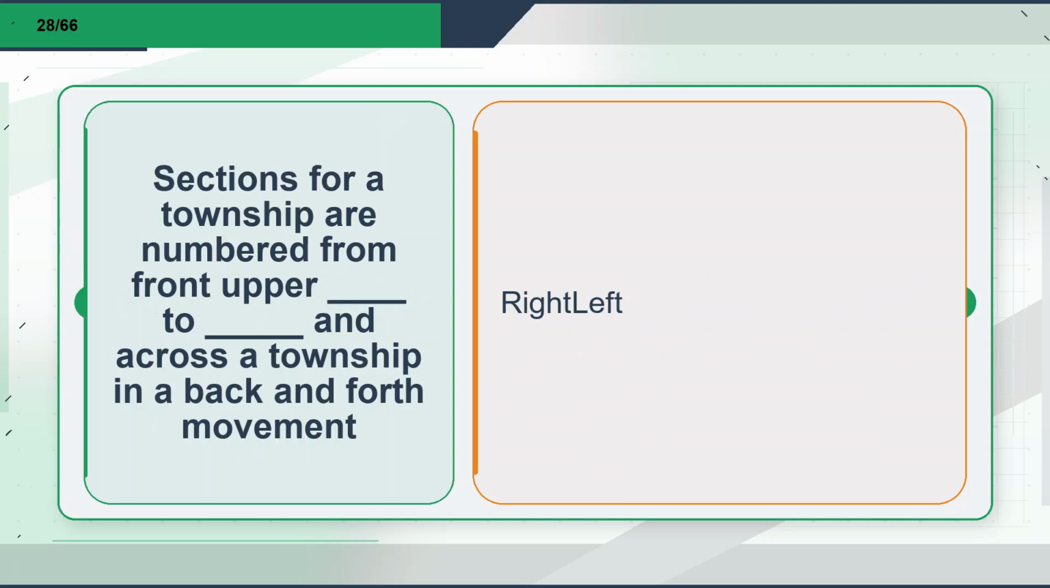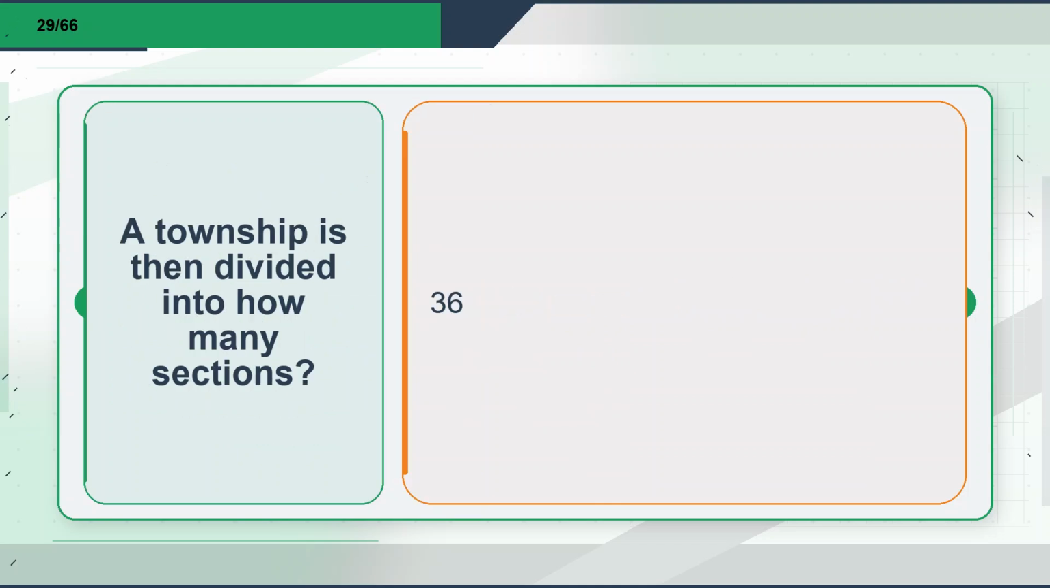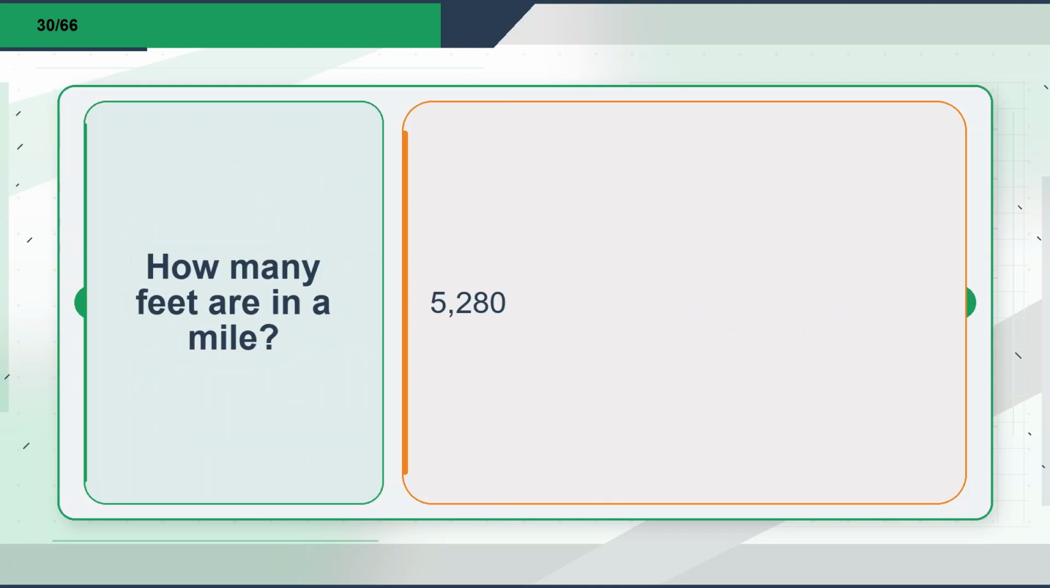Flashcard 28. Term: sections for a township are numbered from front upper blank to blank and across a township in a back and forth movement. Definition: right, left. Flashcard 29. Term: a township is then divided into how many sections? Definition: 36. Flashcard 30. Term: how many feet are in a mile? Definition: 5,280.